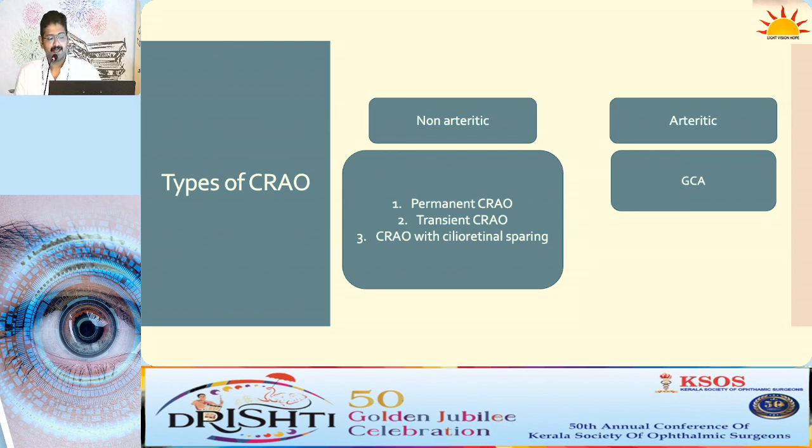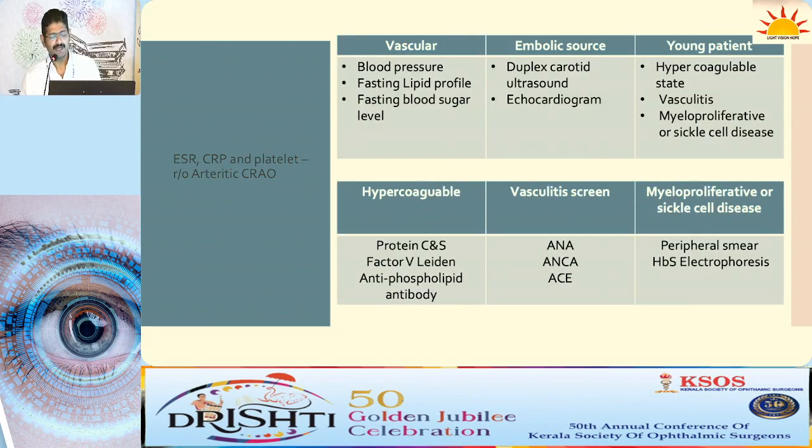And in non-arteritic, it could be either a permanent CRAO or a transient one, where many times a patient comes to us with a history of TIA, and it could be a CRAO with cilioretinal sparing. So once you see a patient of CRAO, rule out arteritic CRAO. For that, you require an ESR, CRP, and platelet count. Then look for vascular causes: check the blood pressure, fasting sugars, and blood lipid profile. If you want to look for the embolic source, you can do a carotid ultrasound or an echocardiogram.